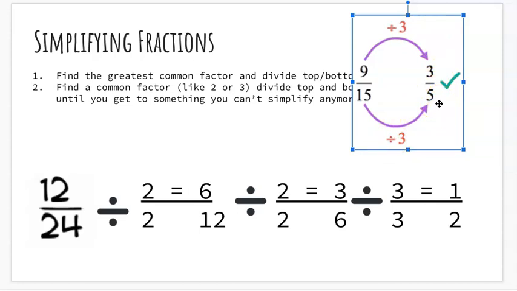So when in doubt, if you don't want to use the greatest common factor, you can start by dividing the top and bottom by either 2 over 2, if they're both even, and if they're not, try 3 over 3 or 5 over 5 if they're a number divisible by 5. Like any number that ends in 5 or 0 is a number that is divisible by 5, so you could use that.